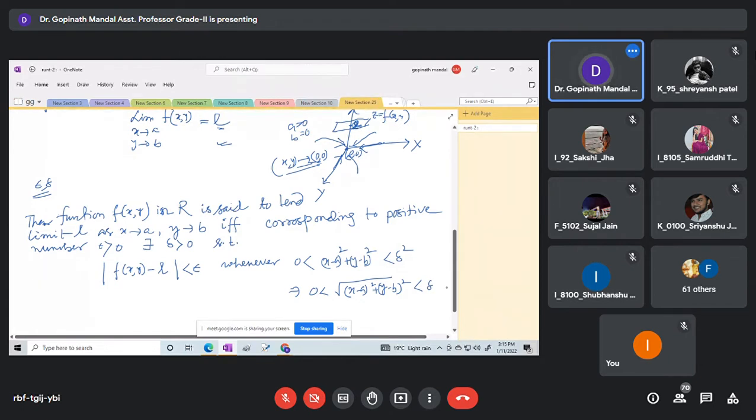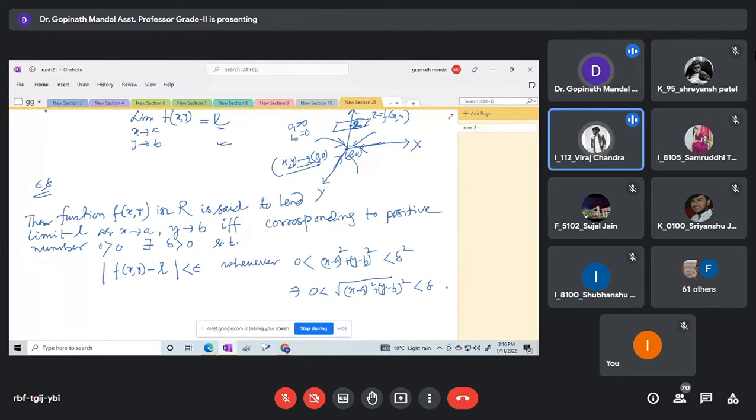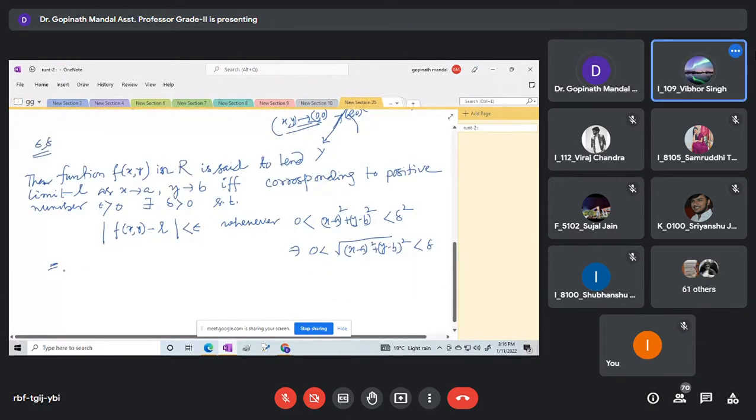This is the same definition as for a function of one variable. The function f(x,y) in R is said to have limit L as x tends to a and y tends to b if and only if corresponding to every positive number epsilon there exists a delta greater than 0 such that mod of f(x,y) minus L is less than epsilon whenever 0 is less than root of (x minus a) square plus (y minus b) square less than delta, for every (x,y) belonging to the region R. This is our epsilon delta definition.